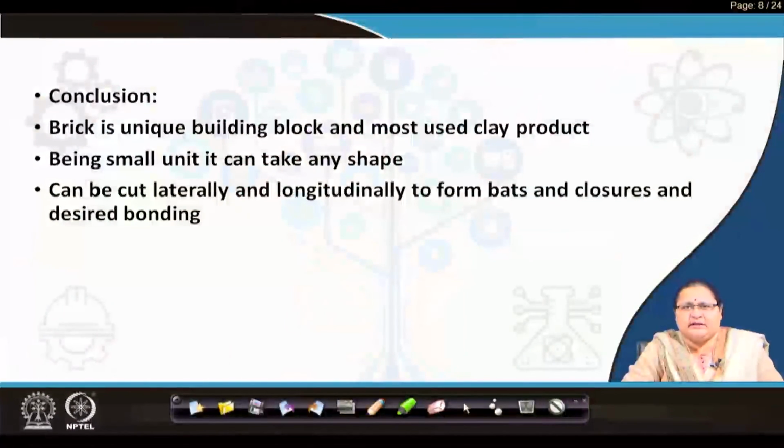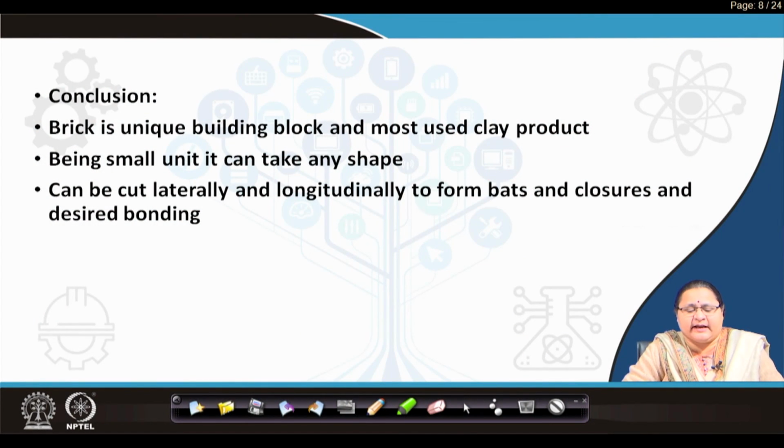With all these, I finish this lecture, and I would conclude that brick is a unique building block and it is the most used clay product. Being a small unit, it can take any shape or form which is desired. You can change the rectangular block to any other shape if you require, that is desired by the architect, but that has to be separately placed, separately ordered. It can be cut in lateral and longitudinal directions to form batts and closures for getting desired bonding. So, with this I end today's lecture.